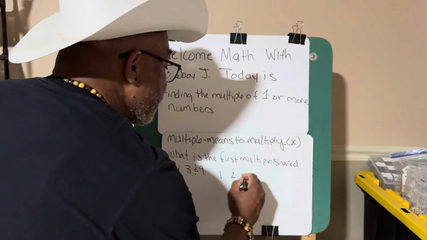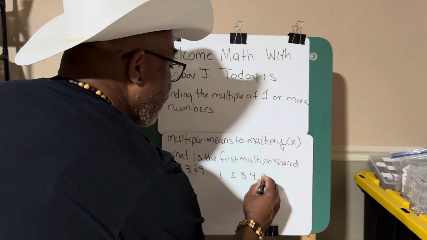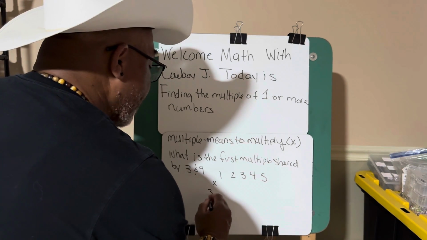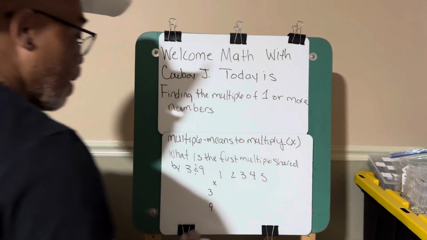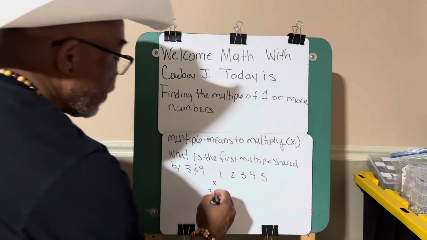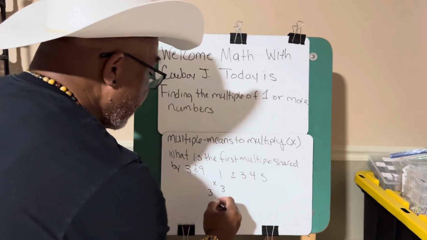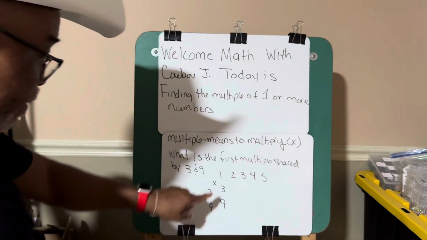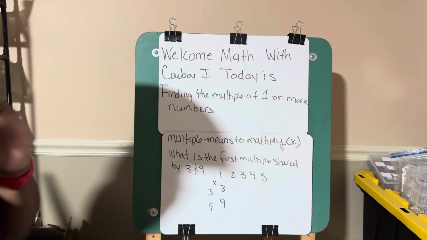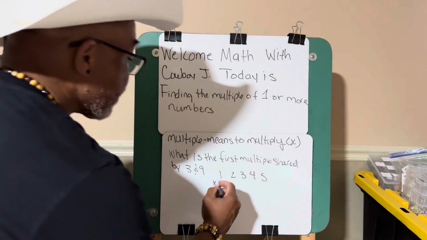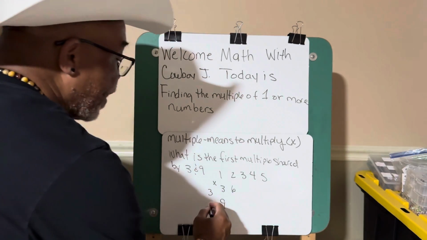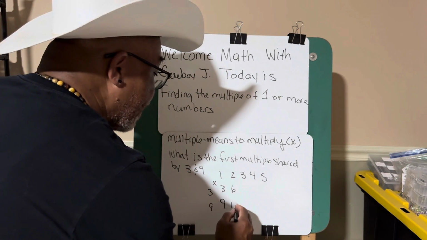1, 2, 3, 4, 5. Same times sign. I'm going to write 3 and I'm going to write 9. 3 times 1 is 3. 9 times 1 is 9. These numbers don't match, so that's not the first pair that they share. I'm going to take 3 times 2, which is 6. I'm going to take 9 times 2, which is 18.